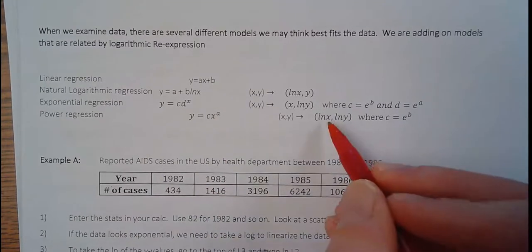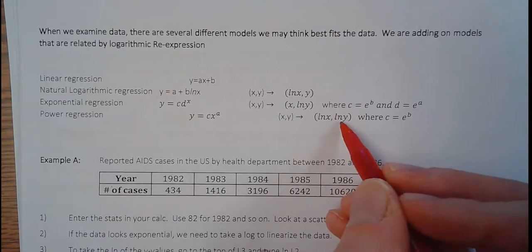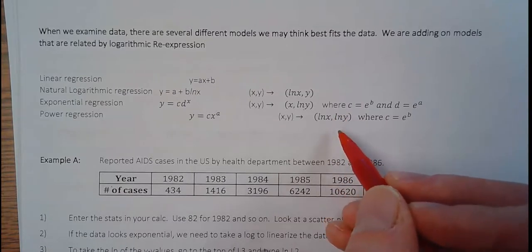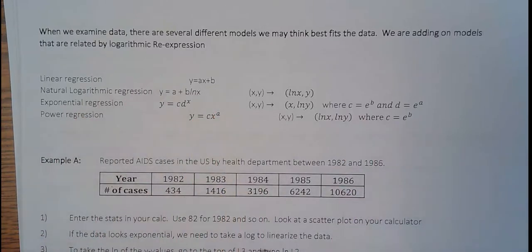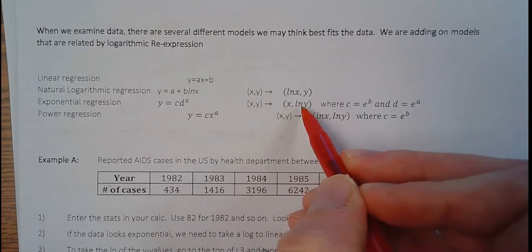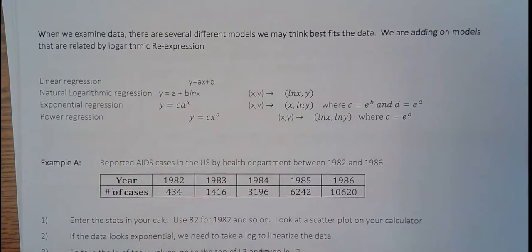But on that one, if you take the natural log of both x and y and then re-graph it, it makes a straight line if it's a power regression. So it's a cool way to check: is it really exponential? Well, I'll take the natural log of the y's and run a linear regression. If it's a really high r or r squared value, then yes, it was exponential, and so on.